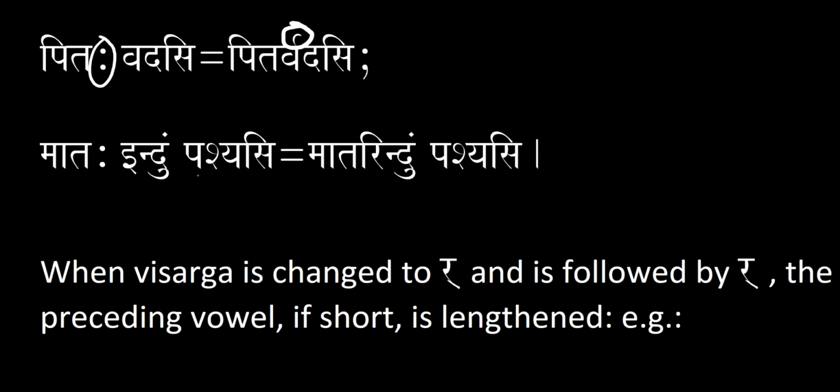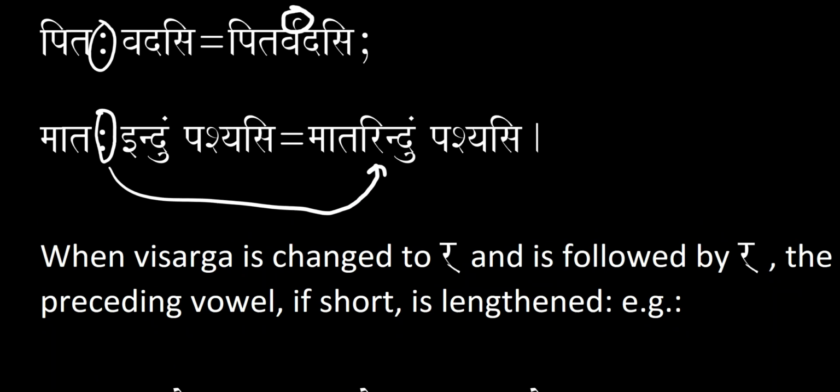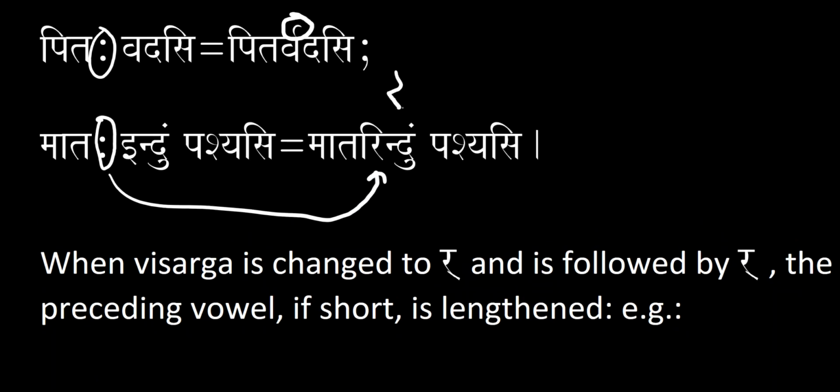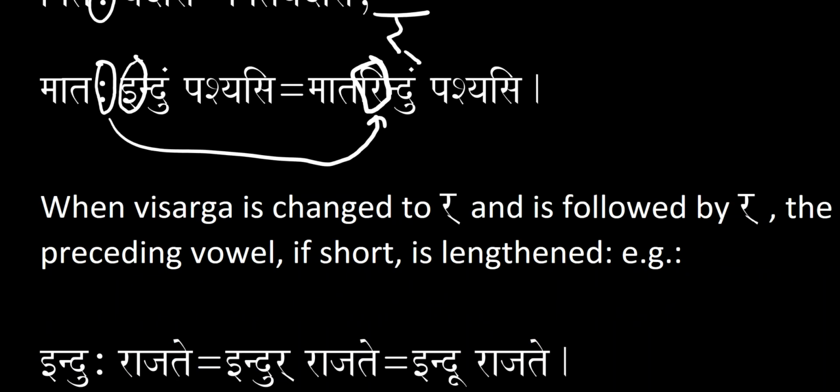Mataha indum pashyasi becomes matarindum pashyasi. This visarg is replaced by the ra, and it becomes matarindum, because this ra with the halant is going to join with this short i, and then it's going to give you ri for matarindum pashyasi.